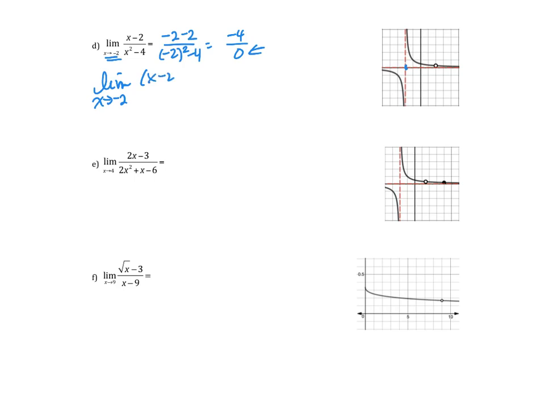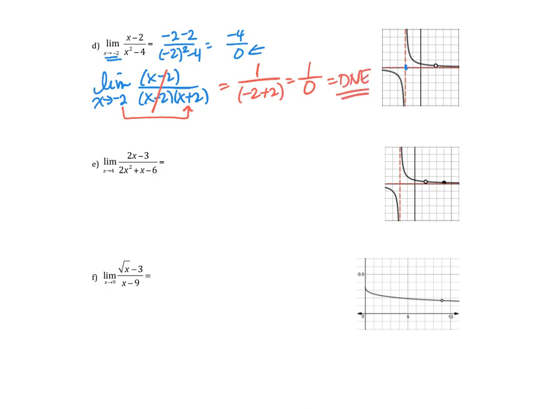When I factor my numerator, I can't factor it, it just stays the same. I factor my denominator, then I cancel the common factor, which is x minus 2, and now I will substitute in my -2. So I get 1 over -2 plus 2. Okay, now that I did factor, I still get a 0 in my denominator. So actually now I have proven that in fact this limit as x approaches -2 does not exist.